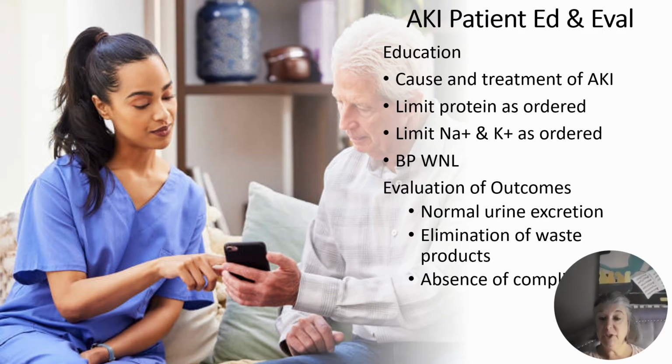Education and evaluation for AKI, basically cause and treatment. We need to identify what caused the AKI, how to prevent it in the future, and make sure our person understands that, again with the dietary concerns, and then monitoring that blood pressure, making sure it's staying within normal limits. Evaluation of outcomes: urine excretion is going to be back to normal, right? My labs are not going to indicate that I have any buildup of waste product. And then absence of any complaints.